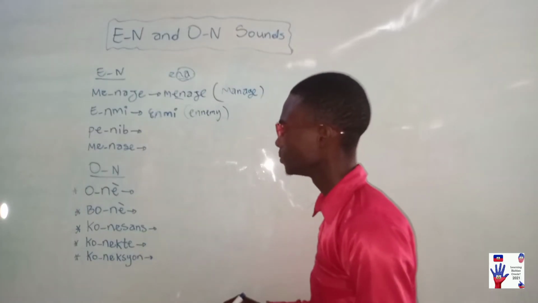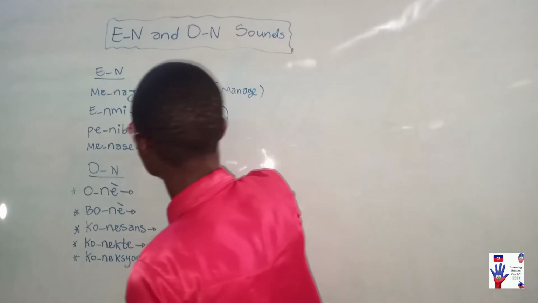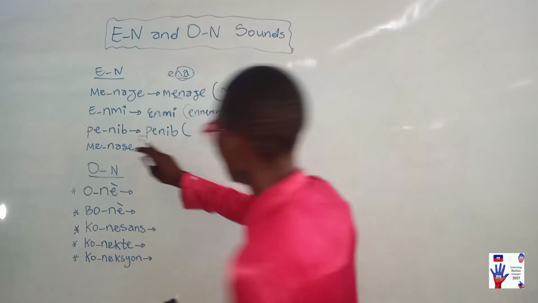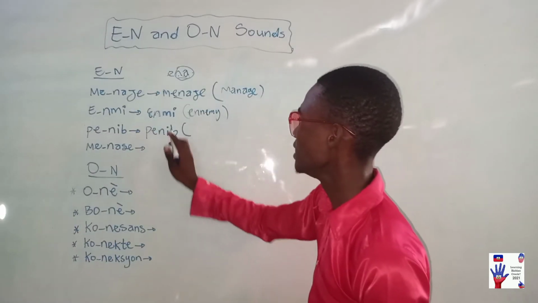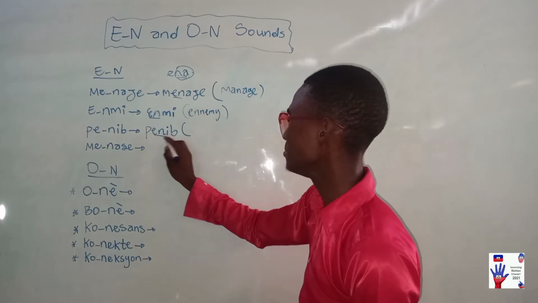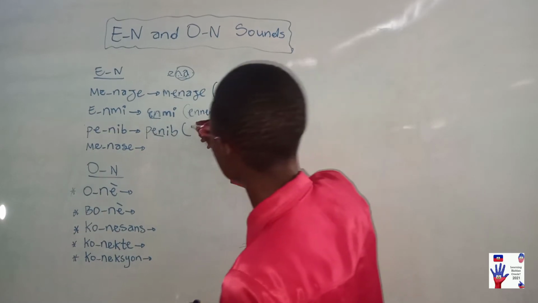Pénible, pénible. Okay, let's drop the hyphen to see how we can pronounce it. Pénible, pénible. Not pénible, but pénible, which means painful.